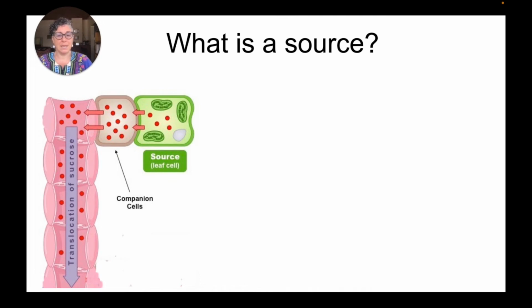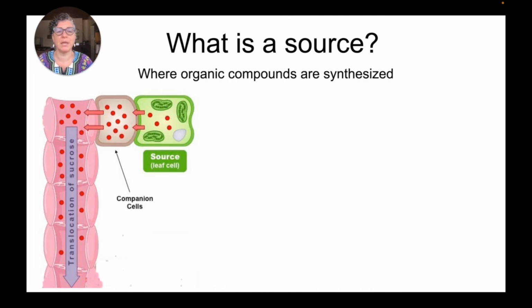So what is a source? A source is where the organic compounds are synthesized. For now, we're just going to talk about the fact that it is a leaf, although these can be different, and we'll talk about that in another video.